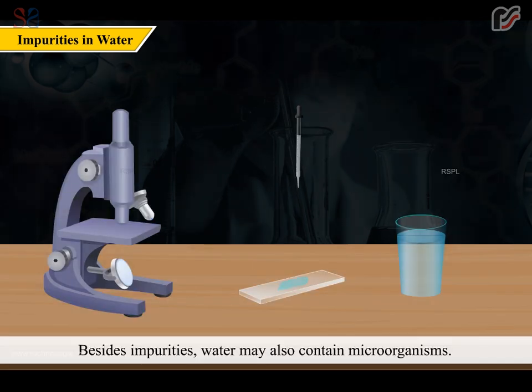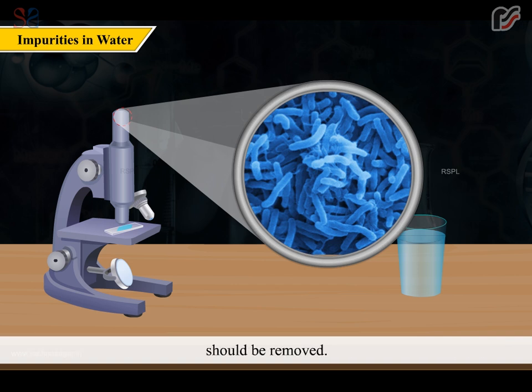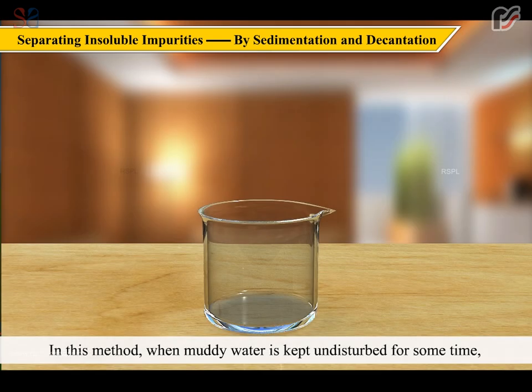Besides impurities, water may also contain microorganisms. To make the water fit for drinking, all harmful impurities and microorganisms should be removed. Some methods to remove these impurities and purify water are separating insoluble impurities by sedimentation and decantation.